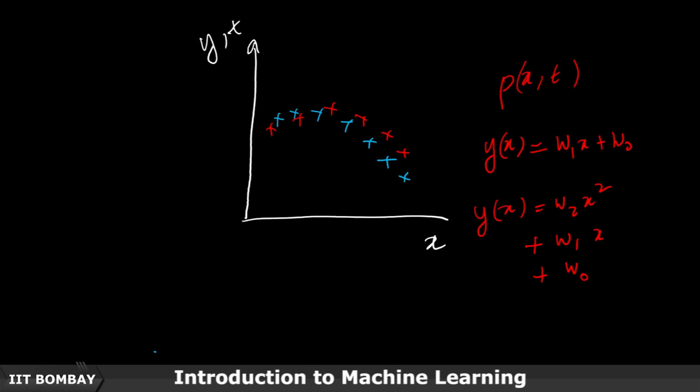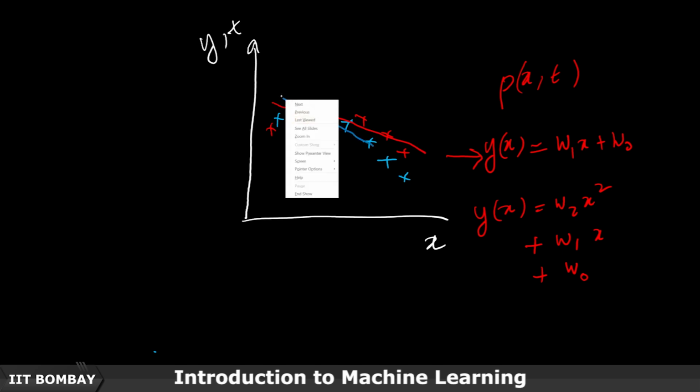Now let's assume first we are fitting the red points with the first equation. In that case, we will get perhaps a line like this, and when we fit the blue points, we will get another line. We might get a line like this. So these are two different lines.